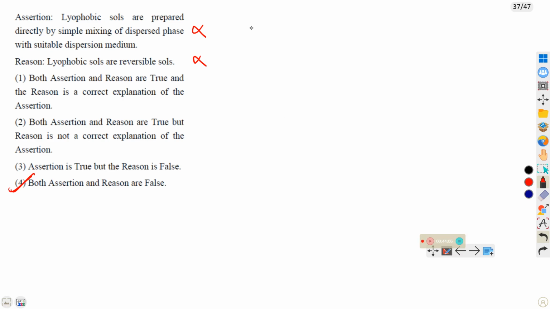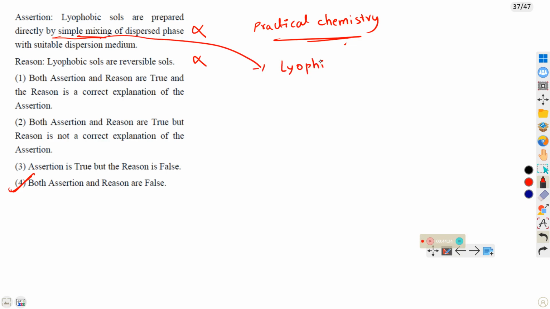Remember, this question is related to practical chemistry. By simple mixing, lyophilic sols can be prepared. Lyophobic sols are not reversible. Lyophobic sols are irreversible.